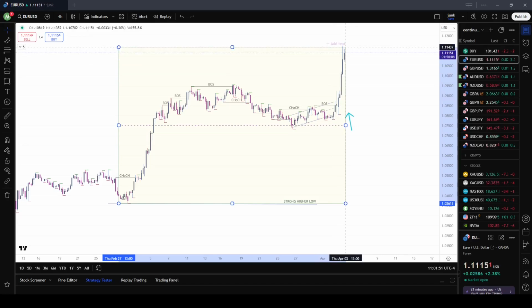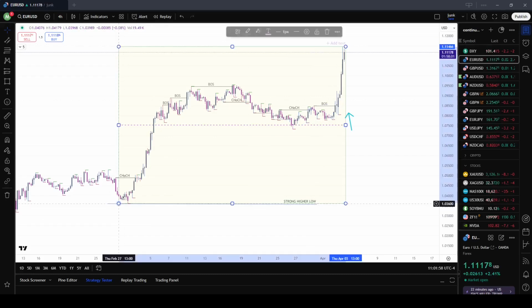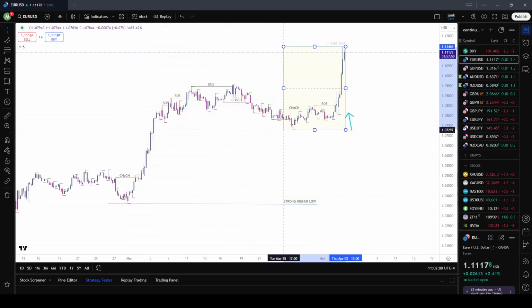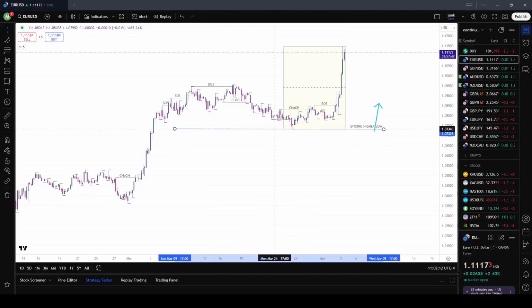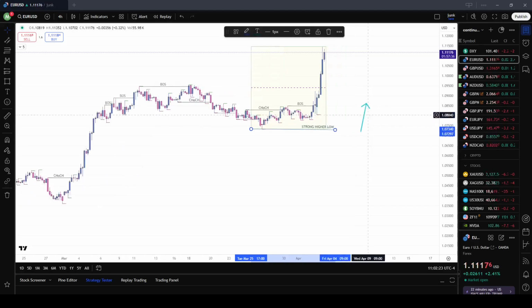This is now the current range, and we'll remove the previous channels. This being the low that broke the highs of the previous range. So this is now the new price range. And this is now the stronger higher low. And buyers continue to push prices up on Euro USD to see where we're going, to see if any retracement is coming back.